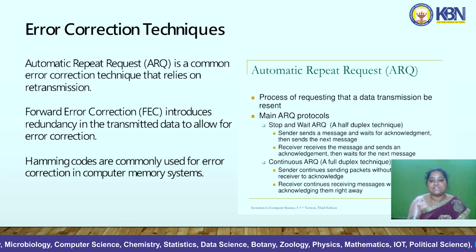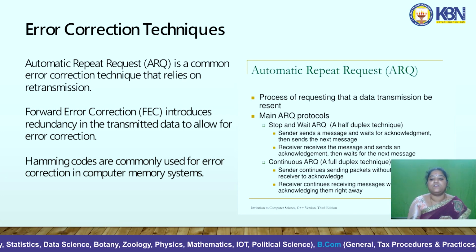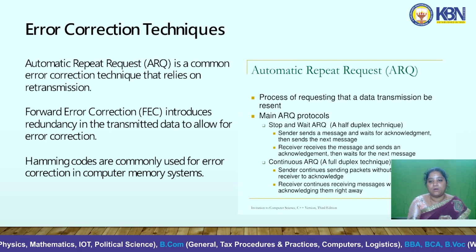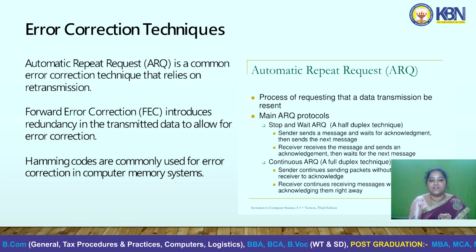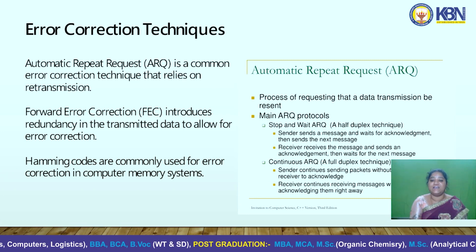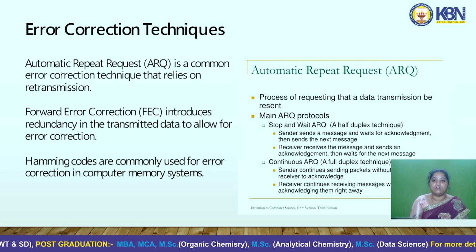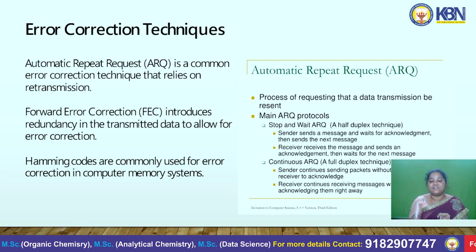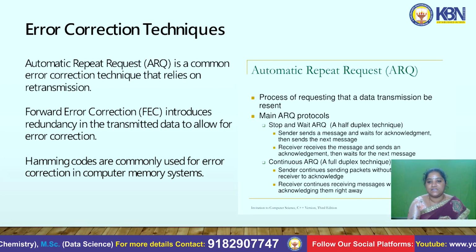And now we will discuss error correction techniques. Error correction is the process of requesting that the data transmission be resent. It is commonly used to retransmit data, and forward error correction introduces redundancy into the transmitted data to allow for error correction. Hamming codes are also used for error correction in computer memory. These techniques are used in ARQ protocols.